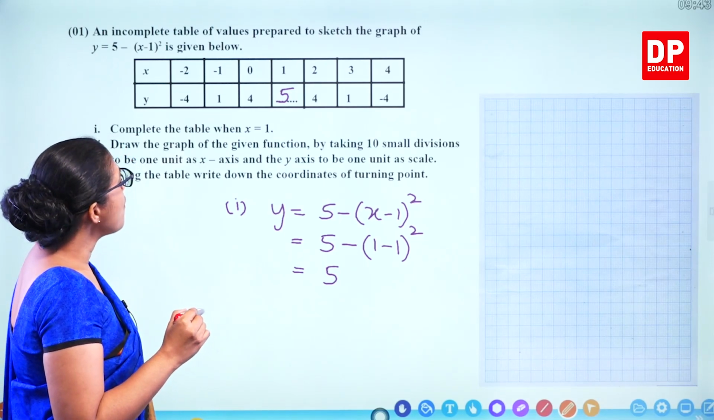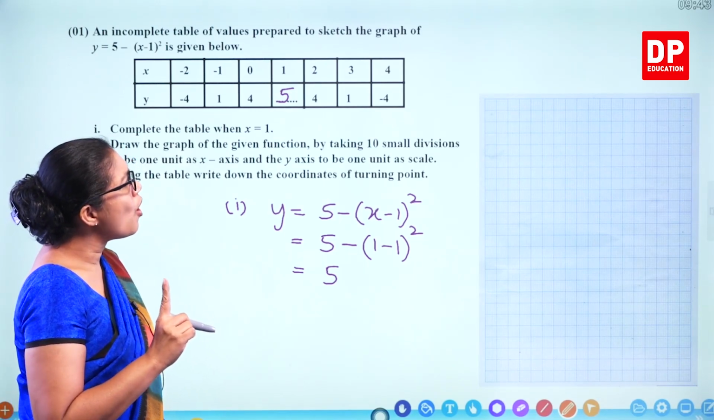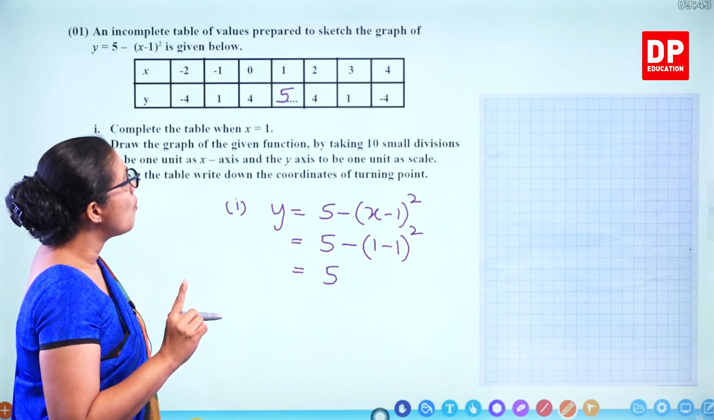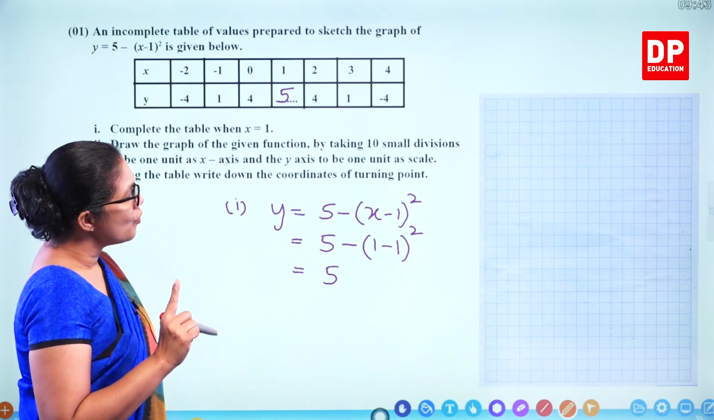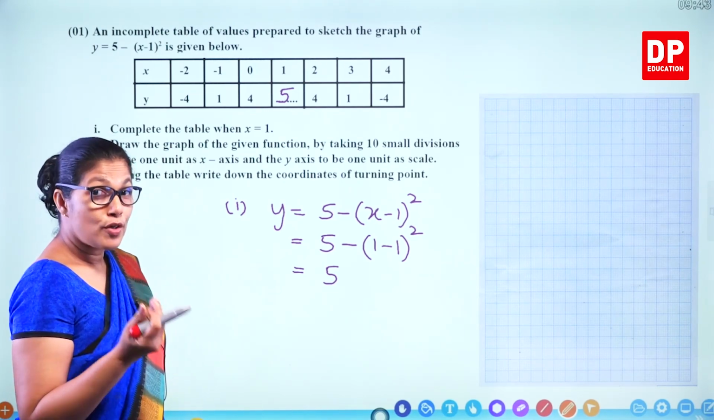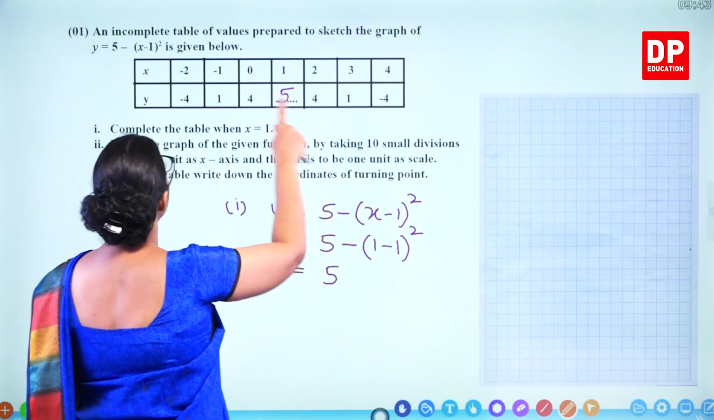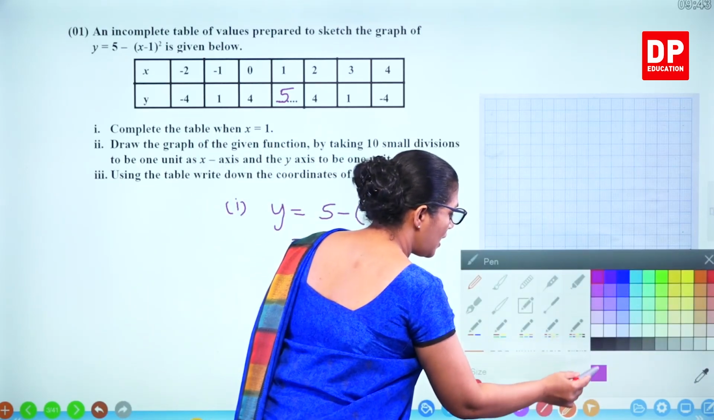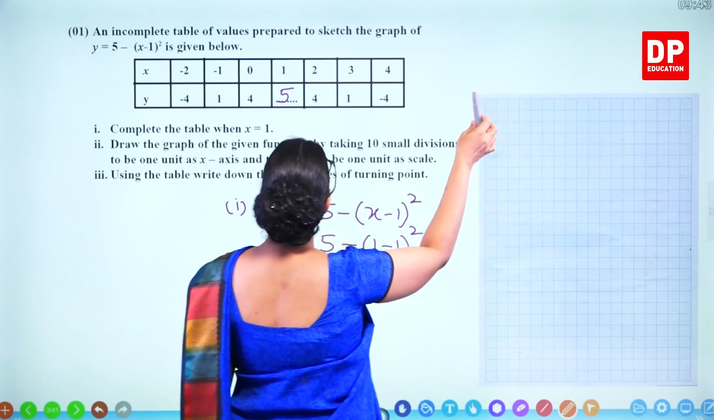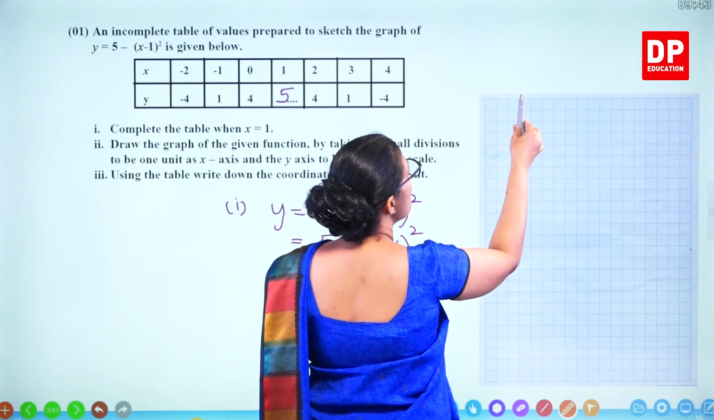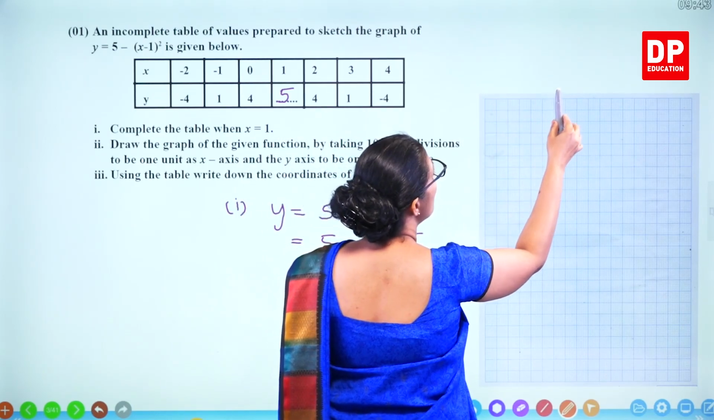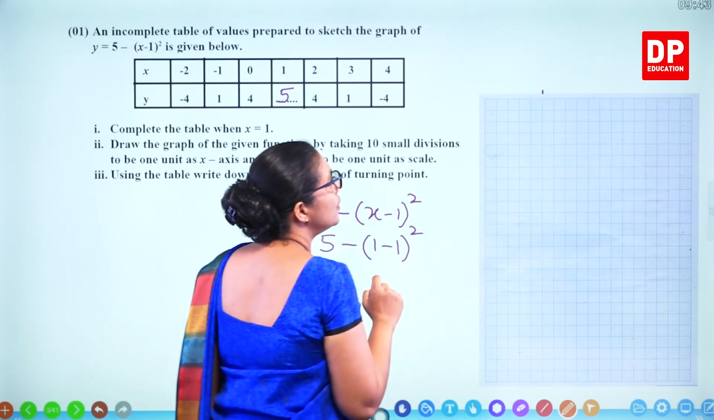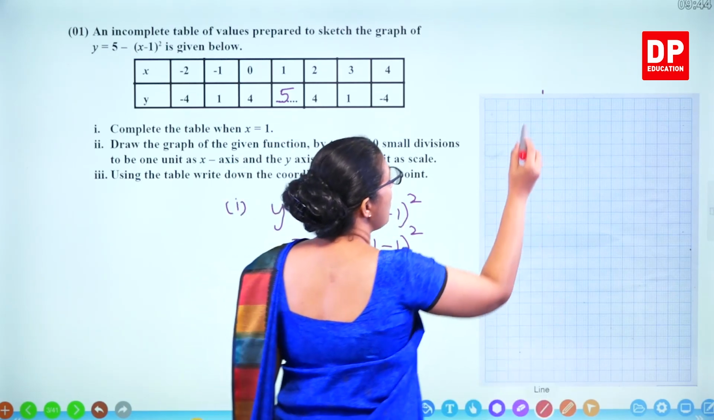Then draw the graph of the given function by taking 10 small divisions to be 1 unit as the scale on the x and y axes. So we need to draw the graph. What we do is first check: this is minus 2 to 4 for the x values. So here we can decide. We can start from minus 2 here, minus 1, 0, and then 1, 2, 3, 4. So this is the y-axis here.